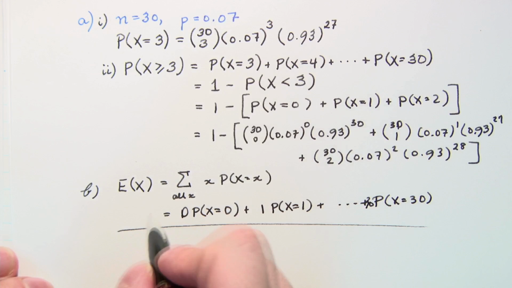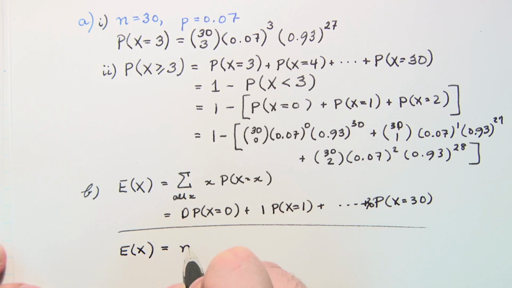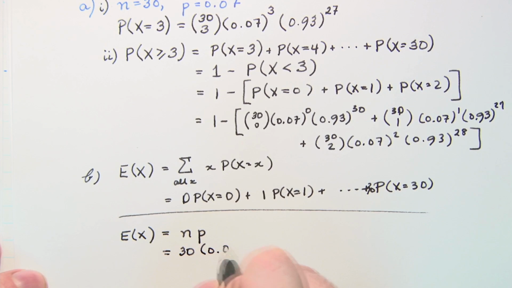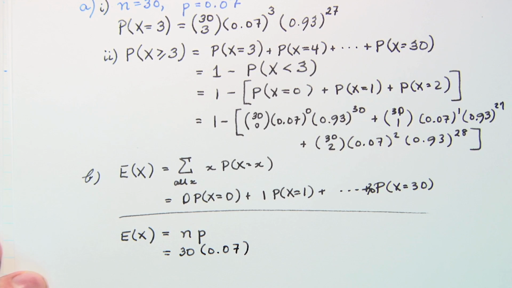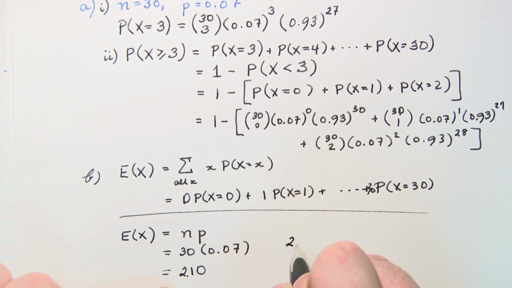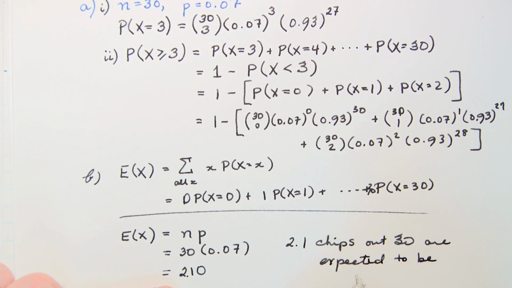We have a shortcut. Because it is a binomial distribution, there is a simple formula, which is just n multiplied by p. So there were 30 chips, multiplied by the probability of success, which was 0.07. So 30 times 7, again, you get 21. Then there's 1, 2 decimal places, so I got the expected value is 2.1. So 2.1 chips out of 30 are expected to be defective.